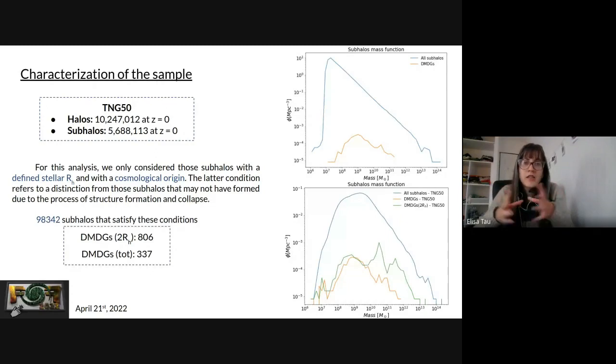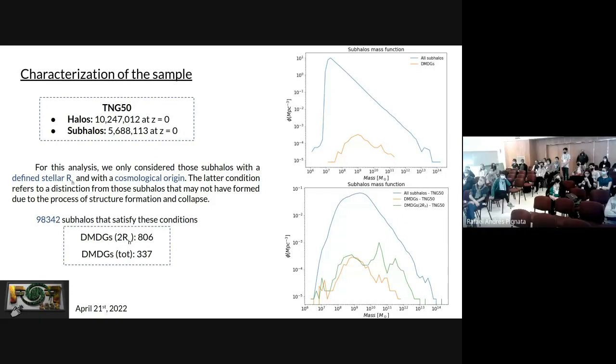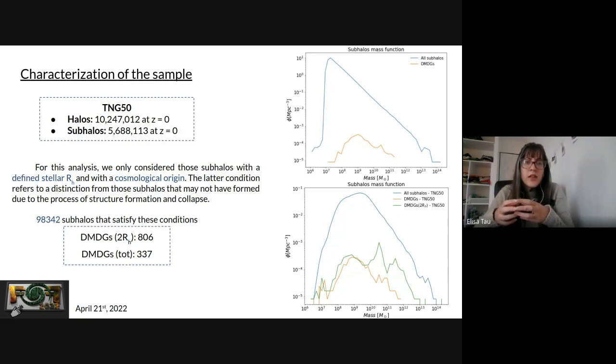There is a flag, a subhalo flag, in the Illustris-TNG simulation. I think the name of this field is subhalo flag. It tells you if the subhalo has a cosmological origin. If this flag equals 1, it's of cosmological origin, and if it equals 0, it's not.